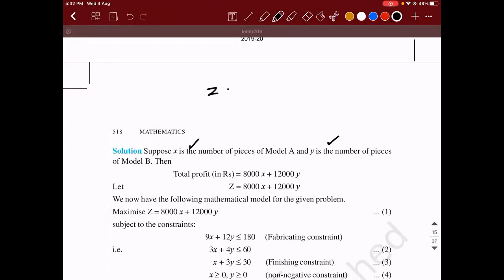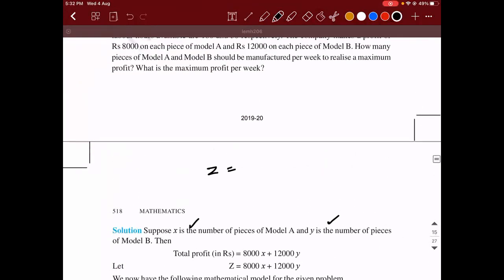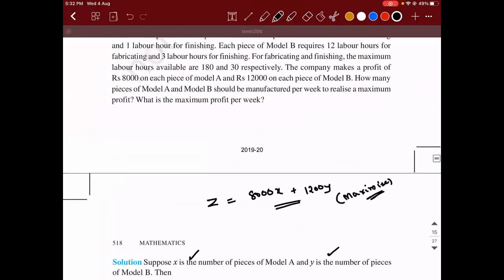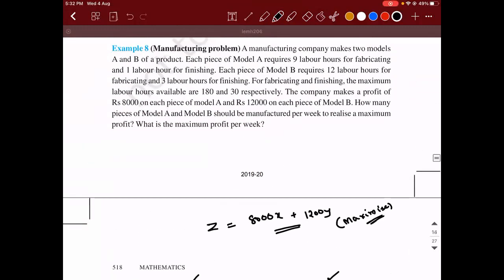What is going to be the objective equation? It will be 8,000 on X and 12,000 on Y. So Z is fixed. Okay. So we need to maximize this. Correct? So subject to, what are all the restrictions you have?